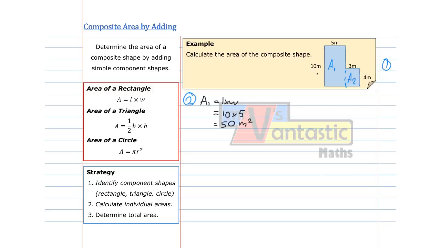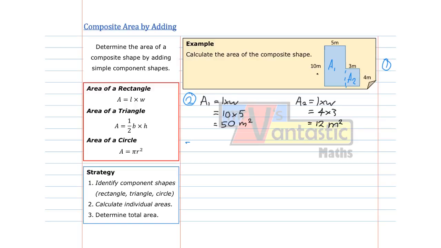We're then going to do the same for this second area. Now the second area is obviously also a rectangle, so we can use the same rule. Its measurements are 4 by 3, and 4 times 3 is 12 square meters.